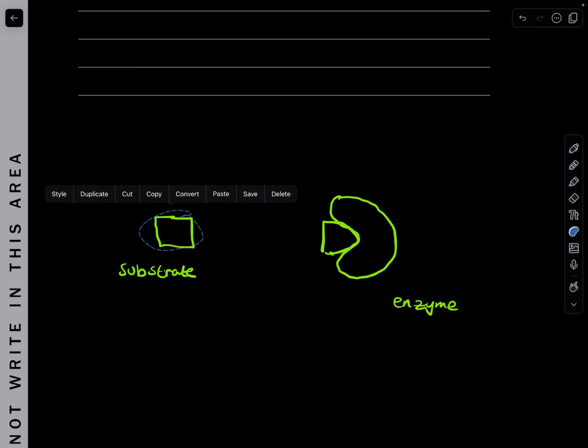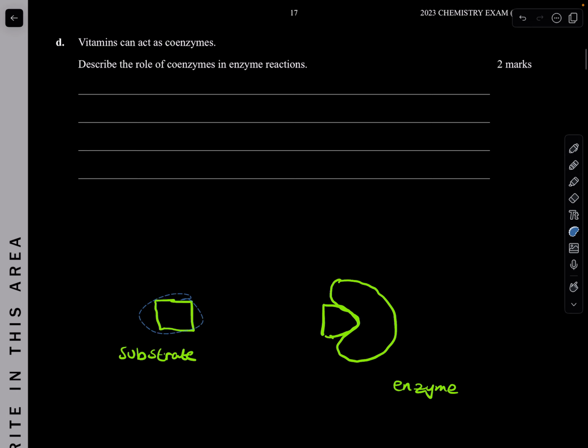And there are so many other things that coenzymes do. They can catalyze reactions, they can act as a catalyst. Another one is that they are carriers of atoms and electrons. So yeah, coenzymes do a lot of things. But because it's 2 marks, I'm just going to say what we just said. They are molecules that attach to the active site of an enzyme and change the surface to allow the substrate to bind, and act as carriers of atoms and electrons.